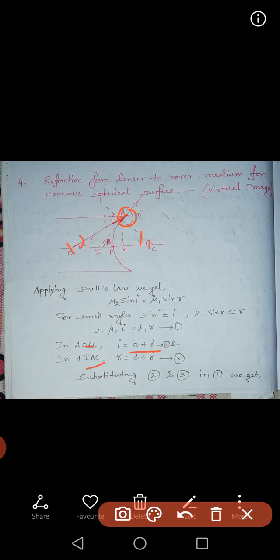Similarly, consider another triangle, IAC. In this, the exterior angle is R and the interior angles are gamma and beta. So R equals gamma plus beta. This is given as equation number 3. Now substitute the values of R and I from equations 2 and 3 into equation 1, just as we did in the earlier cases. So we get this value.